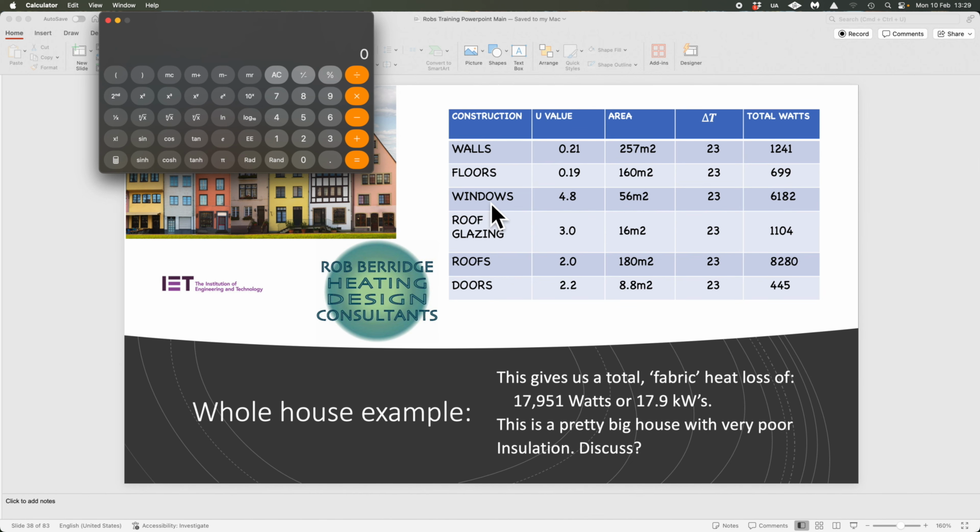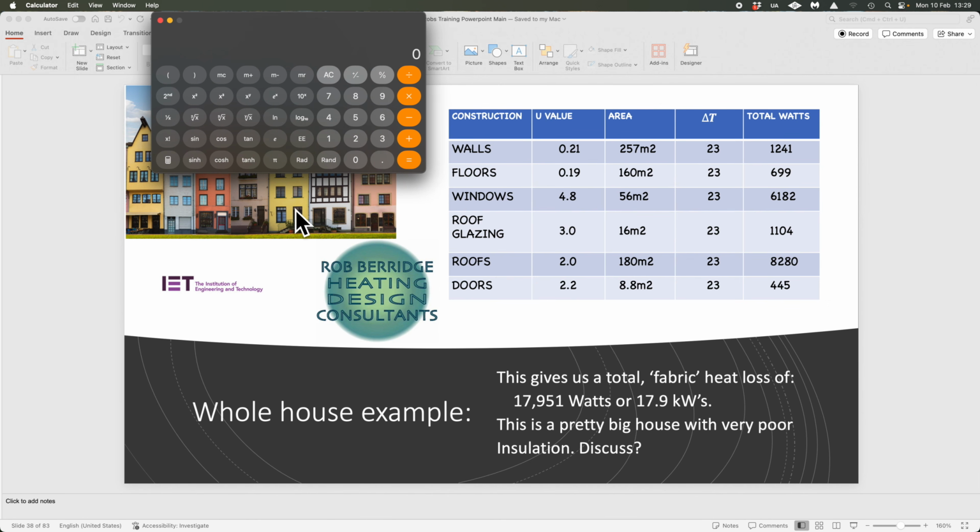So that was fortunate. But these windows, we've got 4.8 at this. Now, if we go to the standard building regulation at the moment, which is 1.6, let's work that out. So we've got a U value of 1.6 times 56 square meters times your delta T of 23 equals. So we're now losing 2 kilowatts out of the windows as opposed to 6.2 kilowatts. So we've got 2060. Right, now we're getting somewhere.